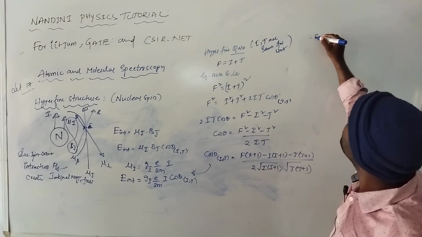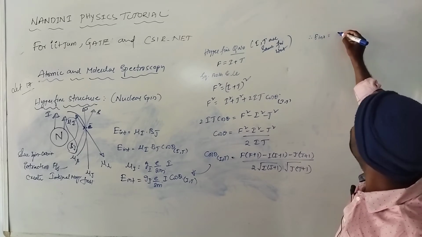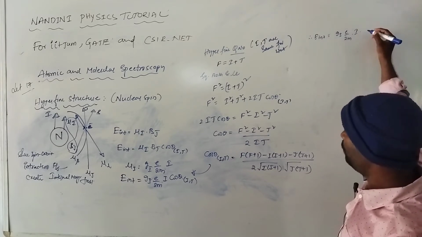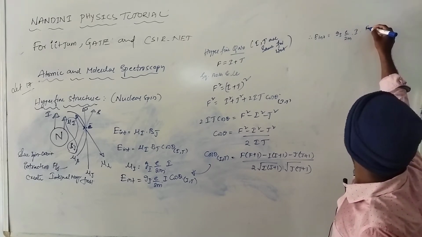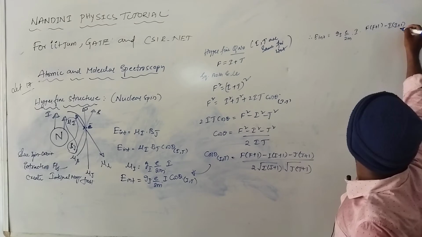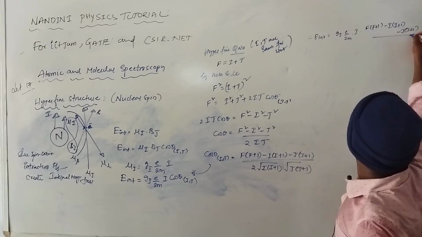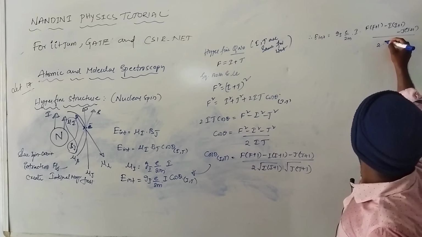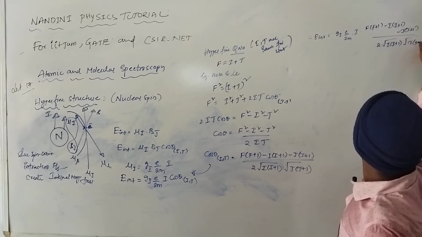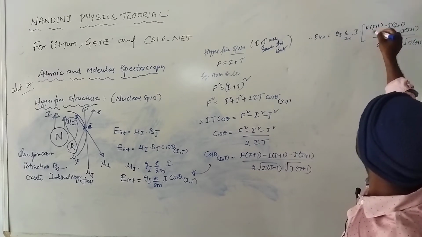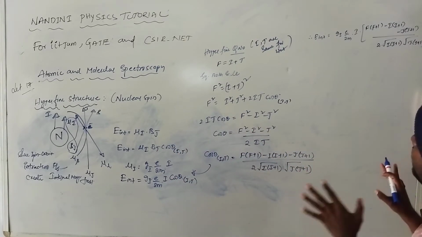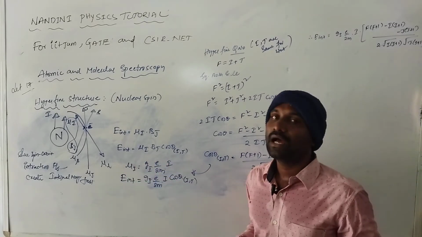Therefore, the interaction energy E interaction is equal to g I e by 2m into I into the cos theta value, that is F into F plus 1 minus I into I plus 1 minus J into J plus 1, divided by 2 into root over I into I plus 1 root over J into J plus 1. Okay, understand? So, you can multiply this equation into this, and finally you will get the full interaction energy for the hyperfine structure.